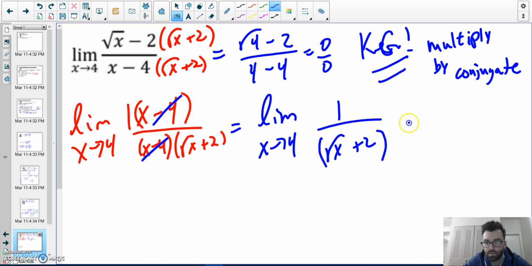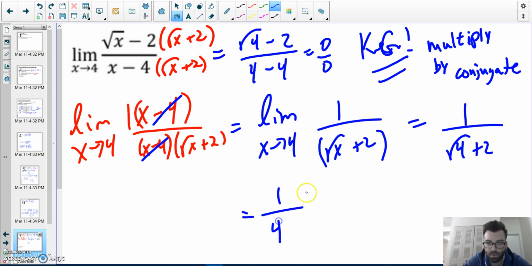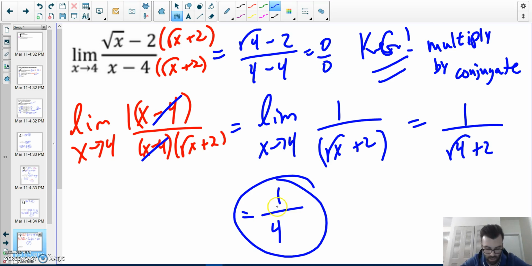Substitute: 1 over root 4 plus 2. Well, square root of 4 is 2, so it's 2 plus 2, which is 1/4, which is my answer. I do the conjugate to force two perfect squares, like the square root of x and the square root of x gives me x, to get rid of the radical.